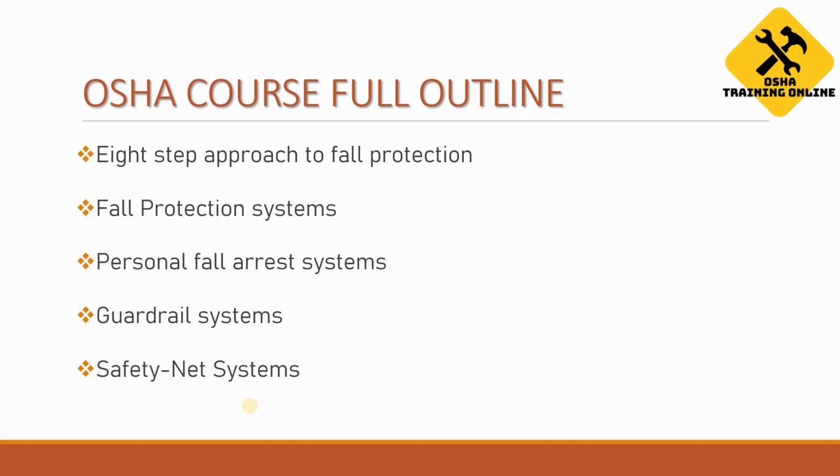We will then study what guardrail systems are and why you use them. Guardrail systems are basically used in order to protect workers from falling down. So this is really an advanced-level topic. We will then get to know about safety net systems. They are also used in order to protect a person from falling down.